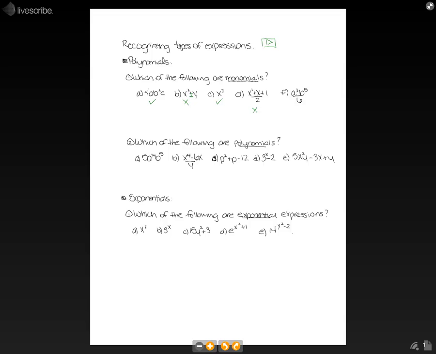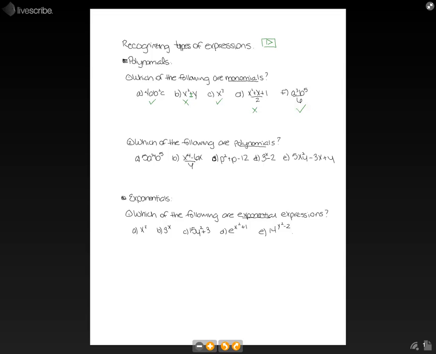Actually, F is a monomial because the sixth we can consider as just a 1/6, which is in fact a constant. So this is a monomial. Don't let division trick you like it almost did to me. Just because there is division doesn't mean it's wrong. It's just division by variables that's wrong for a monomial.